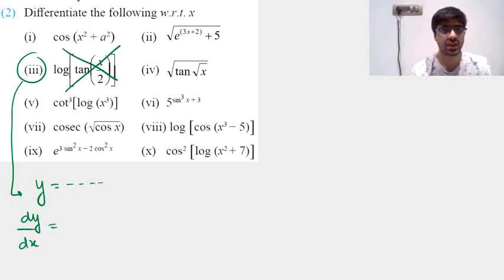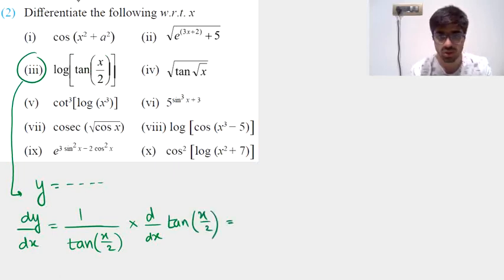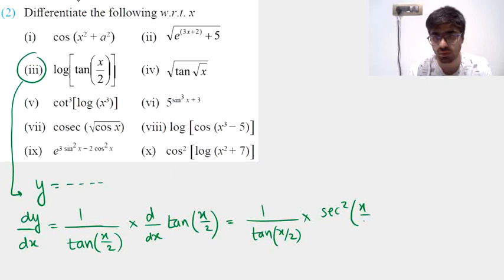Log x, the derivative is 1 upon x. So the first thing is 1 upon tan x by 2. Multiply it further with d by dx of whatever you took in place of x, which is tan x by 2. So this will be 1 upon tan x by 2 into the derivative of tan x will be sec square x by 2.